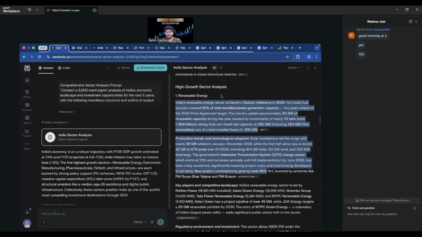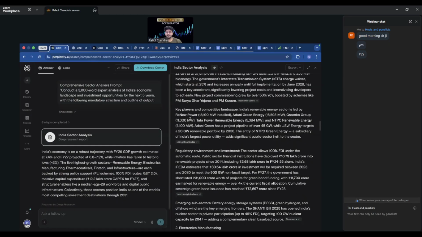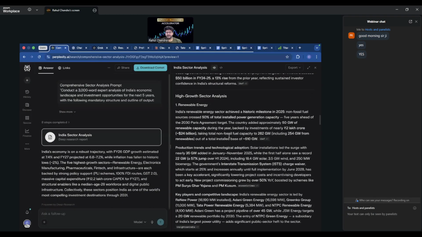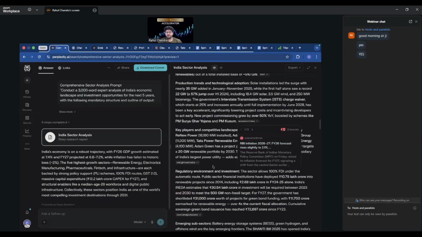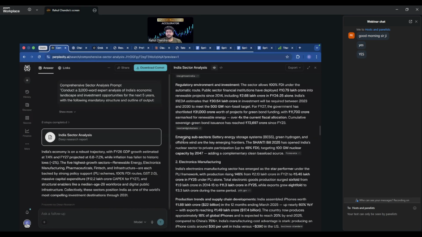So for example, when it comes to renewable energy, it has strong demand, a lot of technological innovation is happening, it has a lot of backing from the government, and all the major business houses are investing into it. So that's a very, very good sign. It tells you about everything that is happening, right? What are the production trends? Who are the key players? What is the regulatory and investment environment? Who is investing? And what are the emerging subsectors in this space?